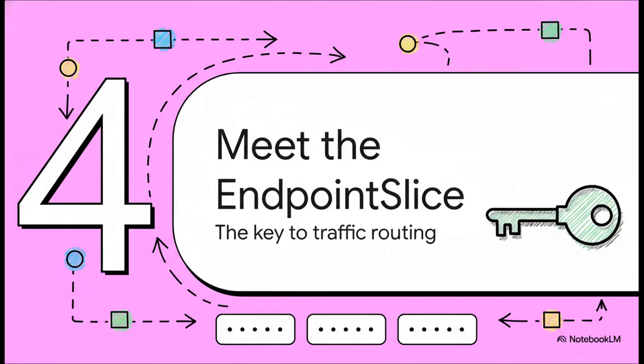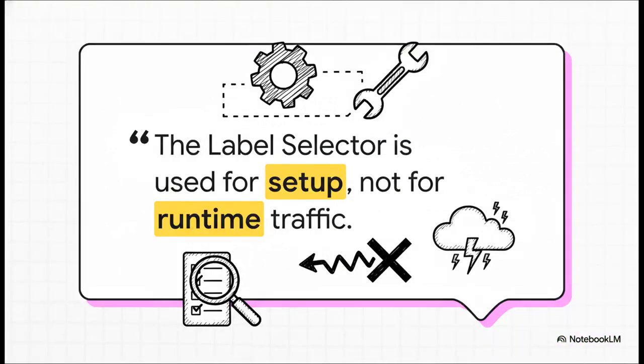And there is a much smarter way. The real magic behind how a service works so fast isn't the label selector, not at runtime anyway. It's a whole other object called an endpoint slice. This little thing is the real key to efficient, lightning-fast traffic routing. So here's the punchline, the big myth we're busting today. The label selector, its job is done at the very beginning, during the initial setup. It is absolutely not used for routing live network traffic request by request.